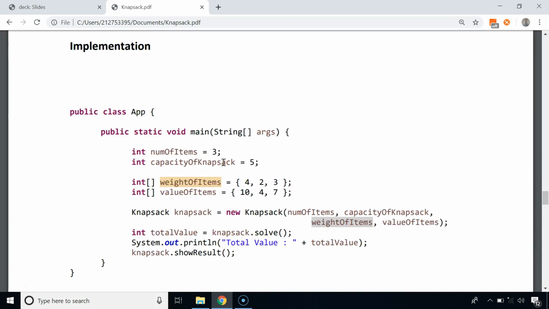Now let's see the implementation. So we have an app class, and in the main method we define the number of items and the capacity of the knapsack, and we have 2 arrays. So this first array holds the weight of items and the second array holds the value of items, and we pass all these values to the knapsack constructor, and then we call the solve method, which will return the maximum value that we can get. And we also call the show result method, which will print the items that we included.